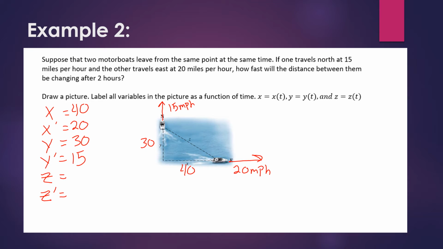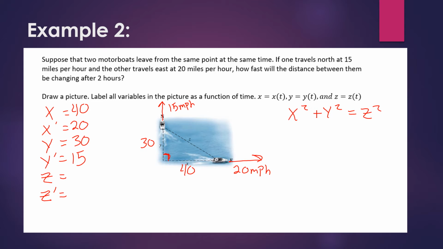So that leaves us with z and dz, or dz dt, or z prime. Again, north and east are perpendicular to each other, so this is a right angle. So we could say that the variables are related by the Pythagorean theorem: x squared plus y squared equals z squared.